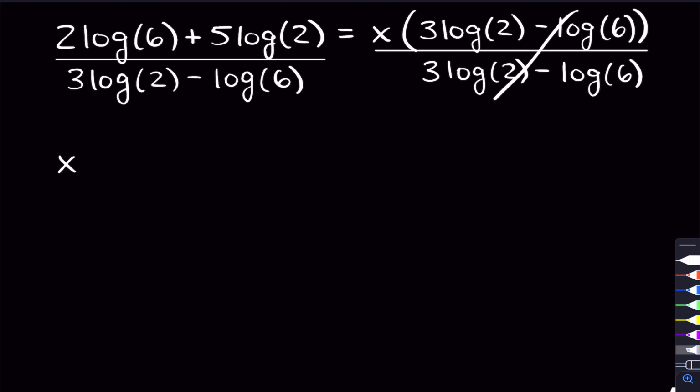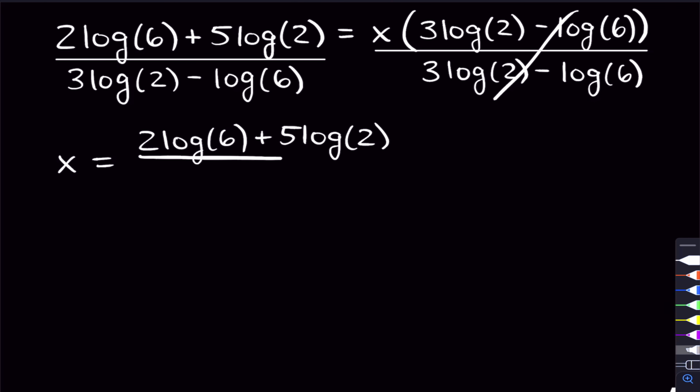And so your answer, you could write as x equals 2 log of 6 plus 5 log of 2, all over 3 log of 2 minus log of 6.